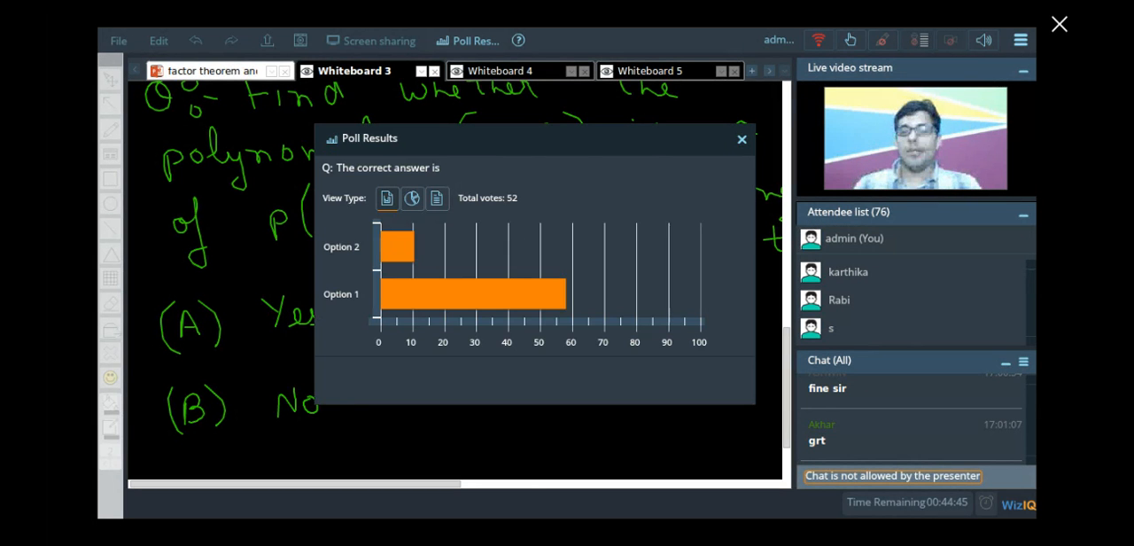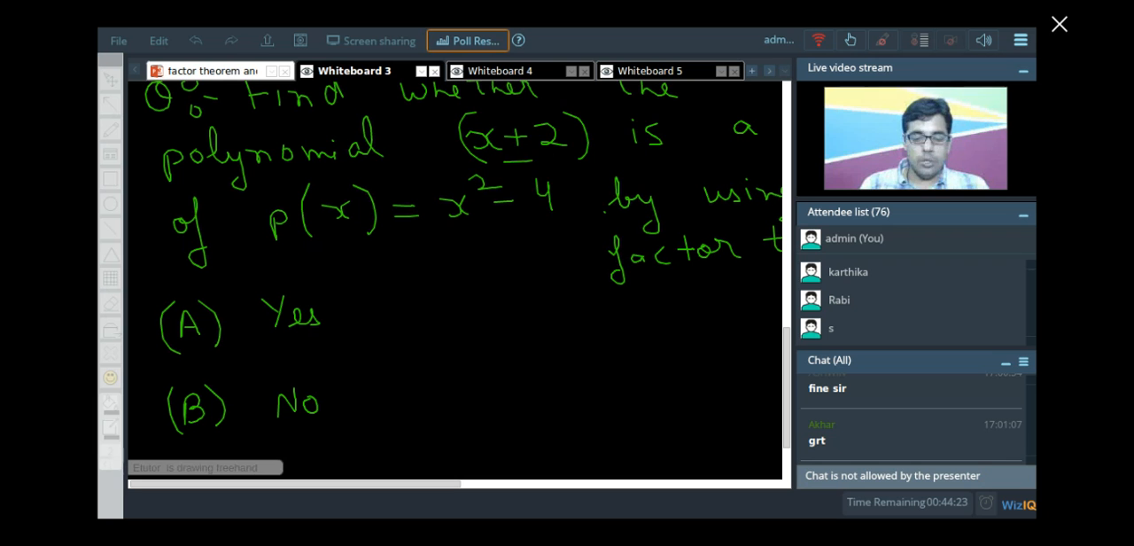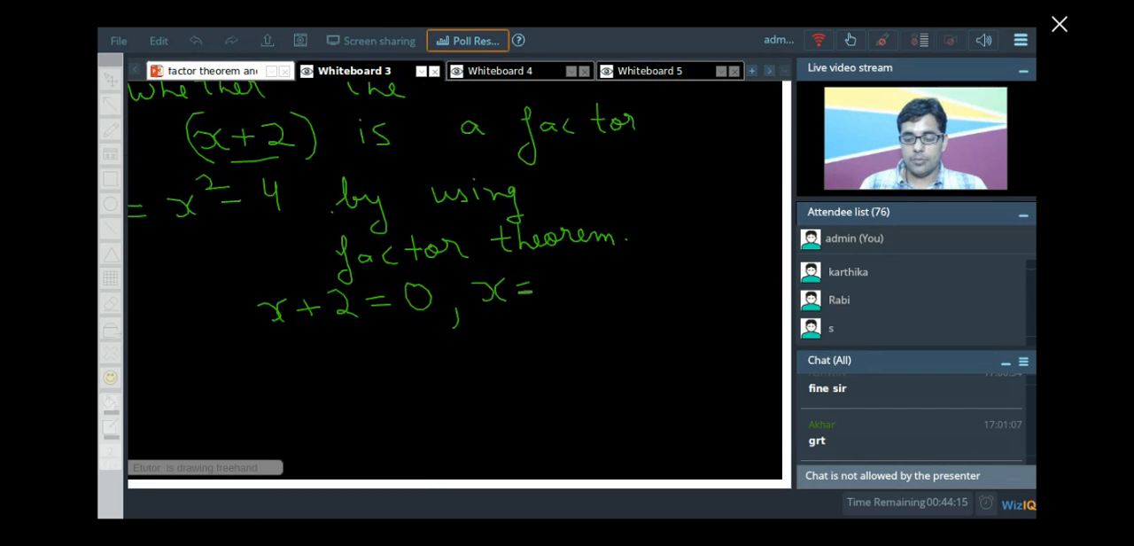You can definitely see the maximum number of votes are going with option number 1, the factor theorem. Let's check it now. Here we have a polynomial where x plus 2 is a factor of p(x) equals x square minus 4 by using the theorem. That means the divisor here is x plus 2. Putting that equal to 0, and then finding the value of x, it would become minus 2.